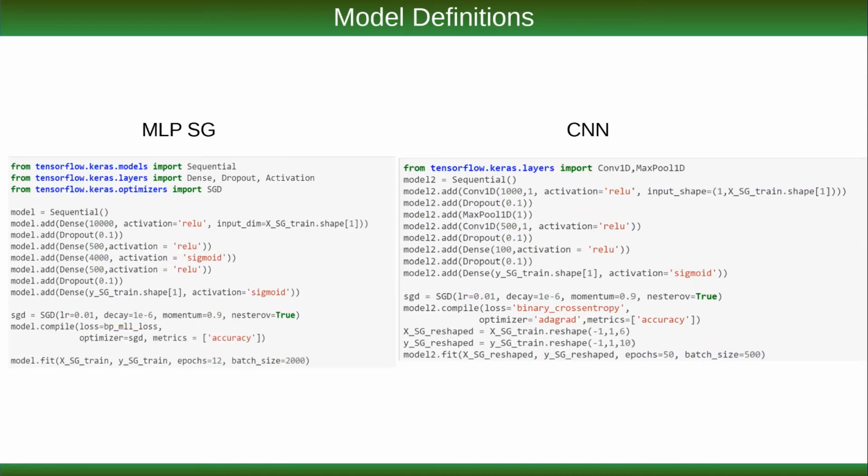For the multi-layer perceptron of the supergenre case, it's very similar as before. The only thing is that I added a different loss function that is from a library, the back propagation of multi-label learning loss. And for the convolutional network, there's convoluting layers and a pooling layer, and the optimizer is changed to Adagrad as opposed to stochastic gradient descent.